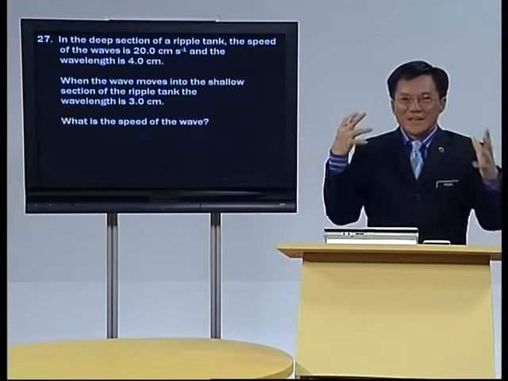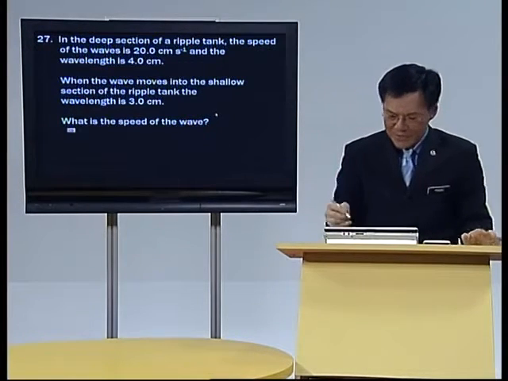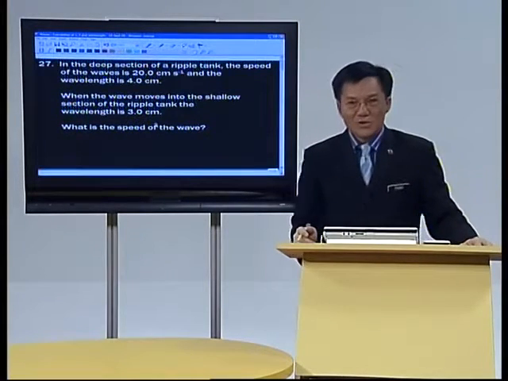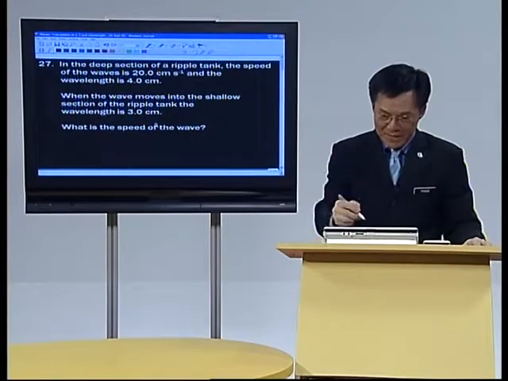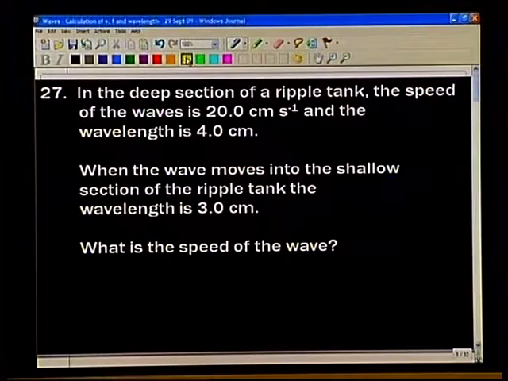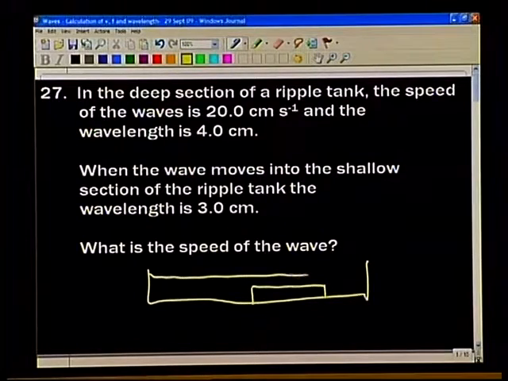Now let us just get an idea of what is happening here. I would like to sketch a simple diagram to let you know exactly what is happening. With the diagram, you will get a clearer picture. Let's say this is the ripple tank that we have, and this is the top of the ripple tank. Then I put a piece of glass here, and this is the water.